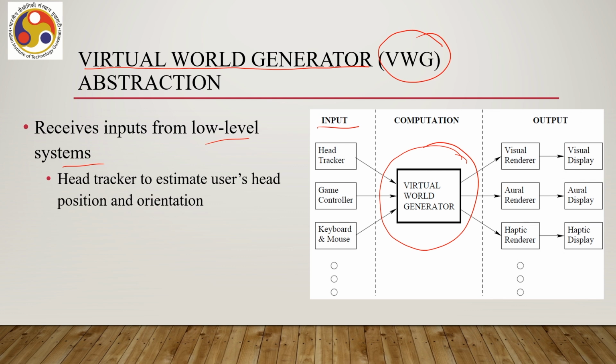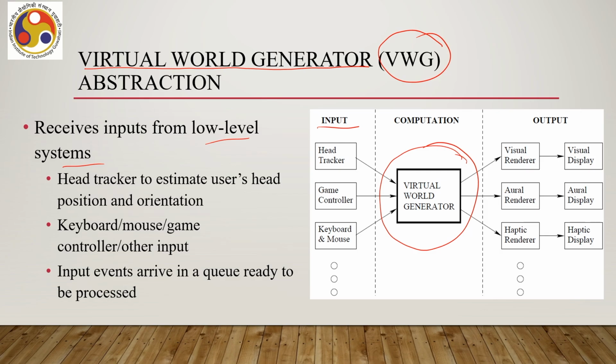Such systems can have a head tracker to estimate the user's head position and orientation, keyboard, mouse, game controller, and other input, and such input events are assumed to arrive in a queue ready to be processed. So, there can be multiple input events coming simultaneously, but those need to be arranged in a queue so that they can be processed systematically.